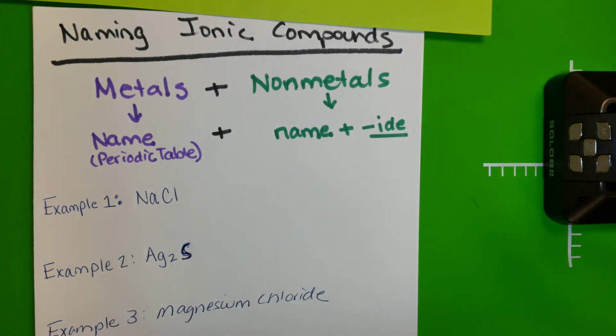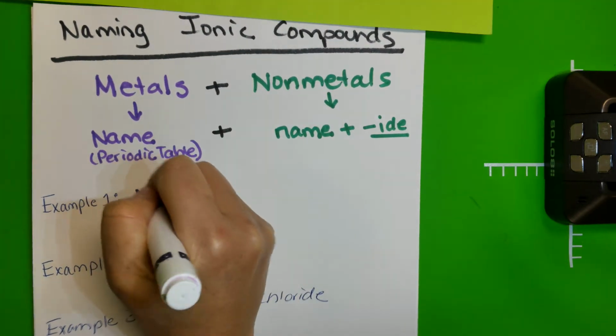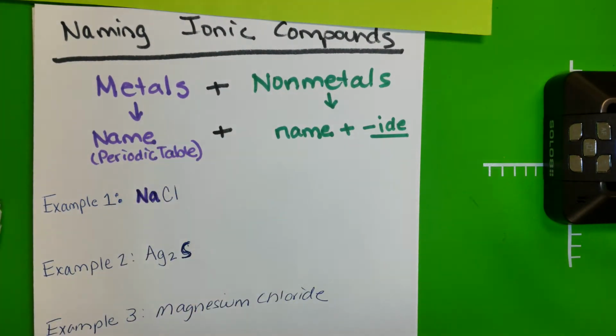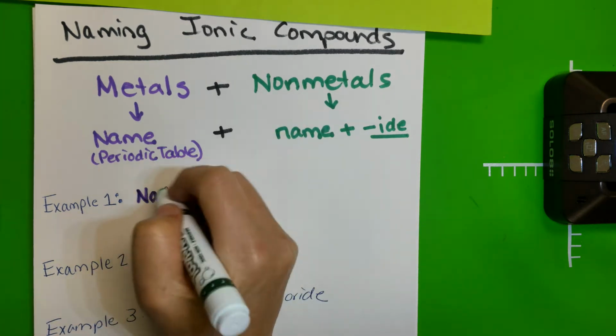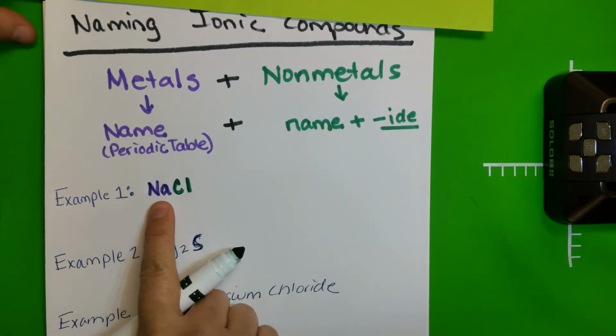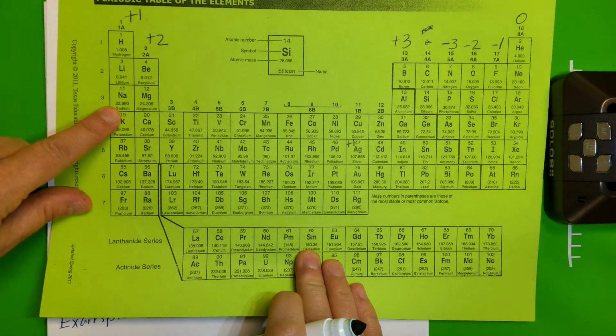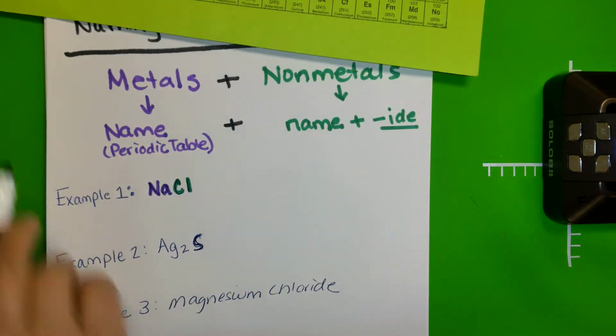So what we're going to do is keep the metals as purple. So Na is my metal, and my Cl is my non-metal. Now for Na, all you have to do is write down the name just the way it looks. It says sodium for Na, so it will be sodium.